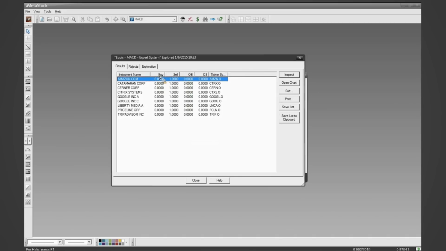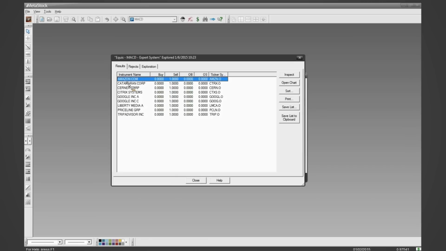And what we can see here is if I click on any of these columns, I can rank on them. So what we see is buy, sell, overbought for OB, and OS is oversold. So I've got 4 different columns here. The only one that has results, which are denoted by this 1, is a short signal. So we've got a few short signals, which isn't surprising considering what the market's been doing the last few days.